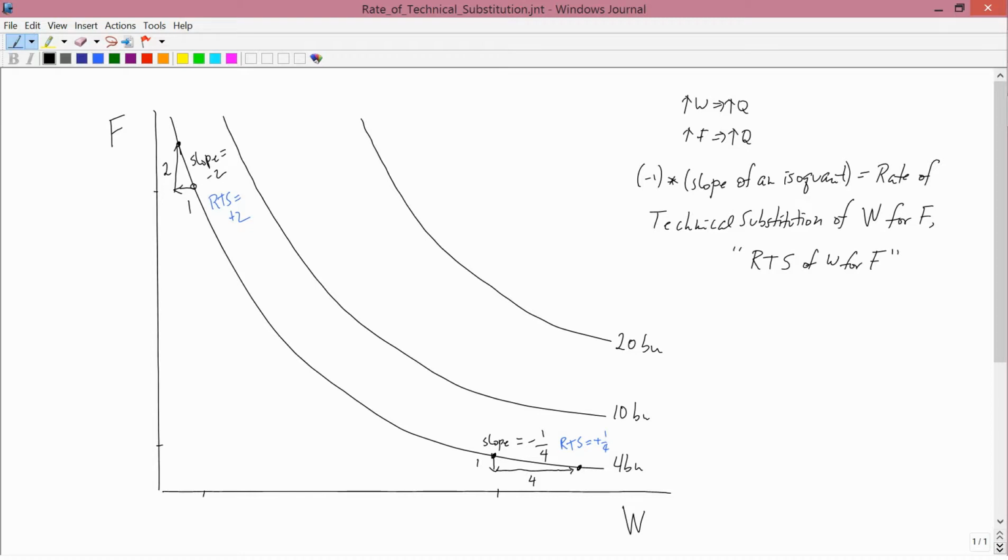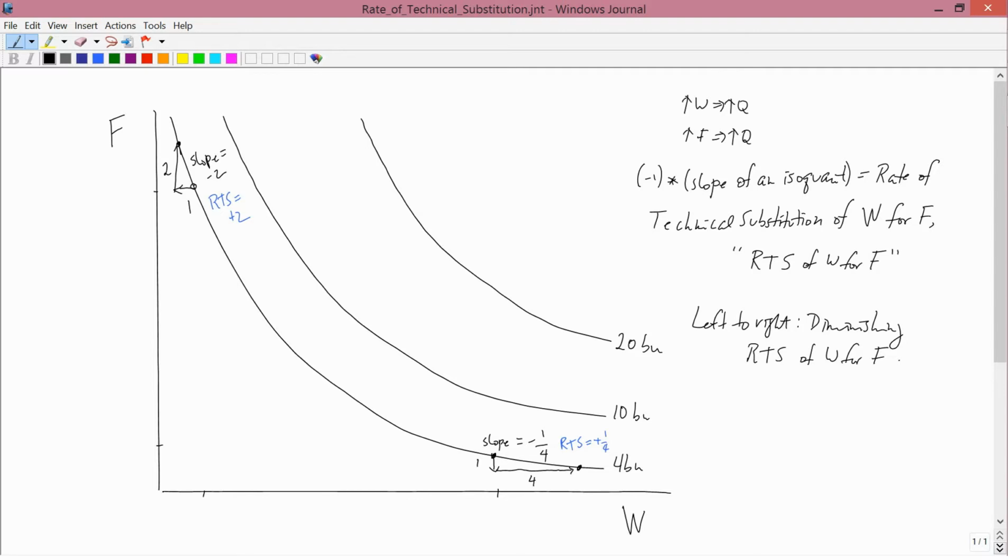So what you see is that as you go from left to right, the rate of technical substitution starts at something like +2 and then it ends up at something like +1/4. So as you go from left to right, we have diminishing, you could also say decreasing, rate of technical substitution. And that is characteristic of convex indifference curves. Convex indifference curves are always going to have diminishing rate of technical substitution of whatever's on the horizontal axis for whatever is on the vertical axis.